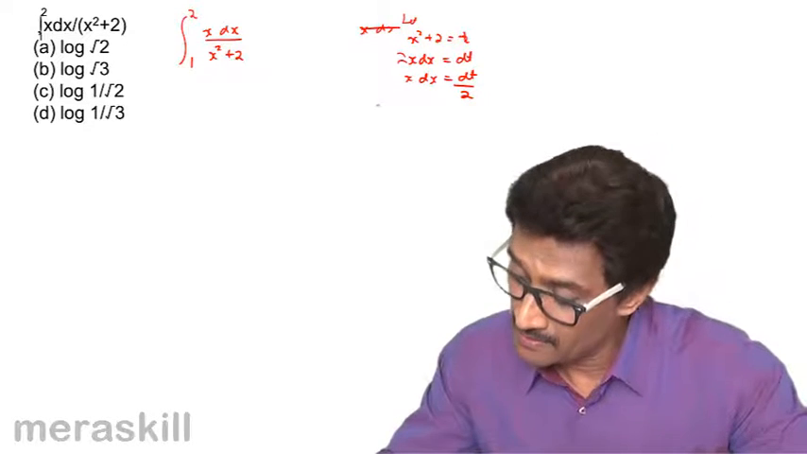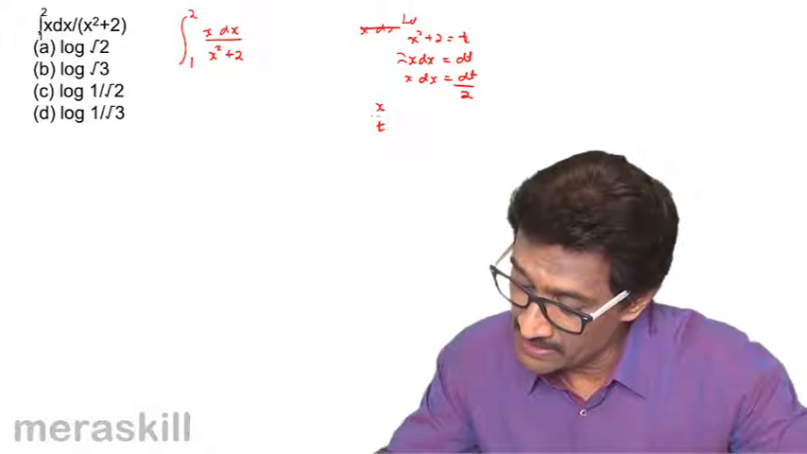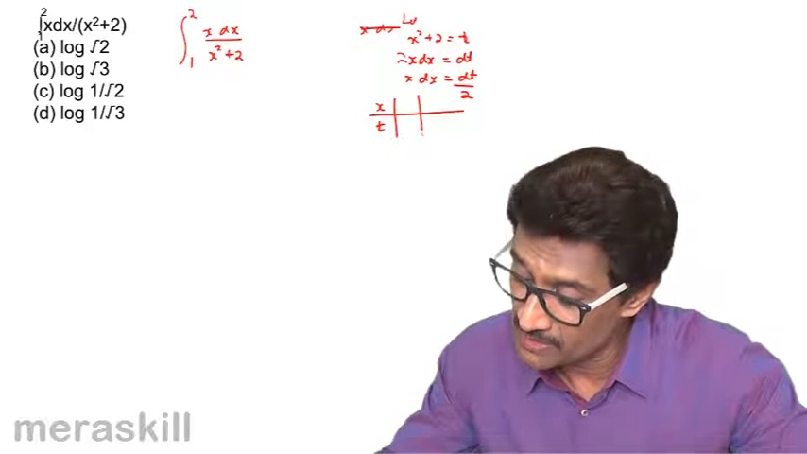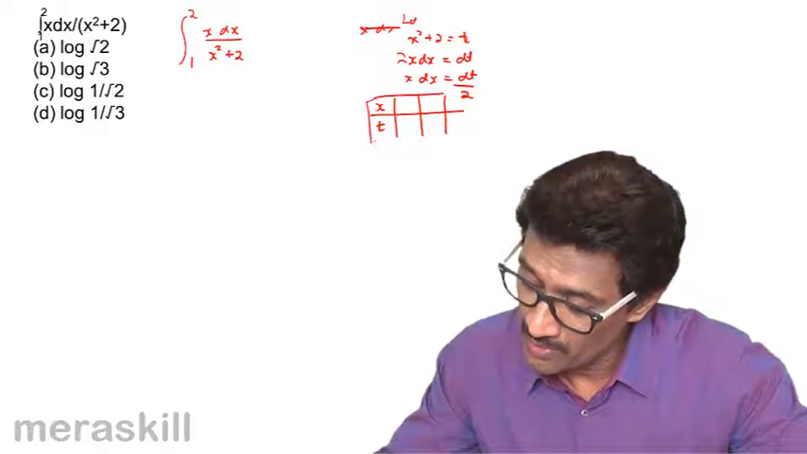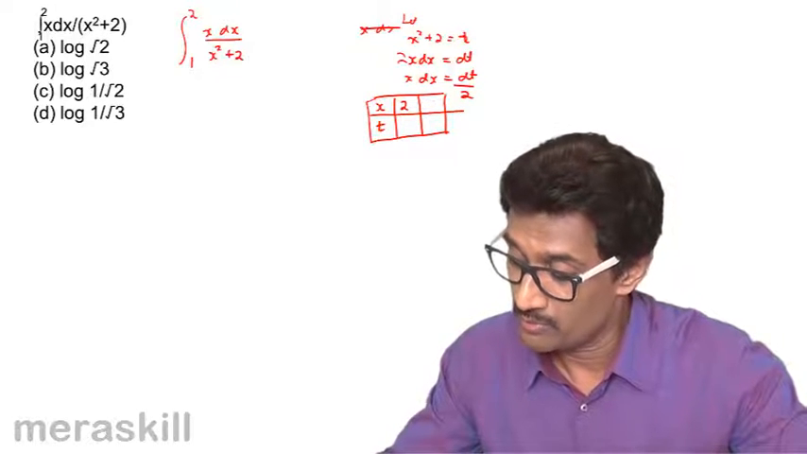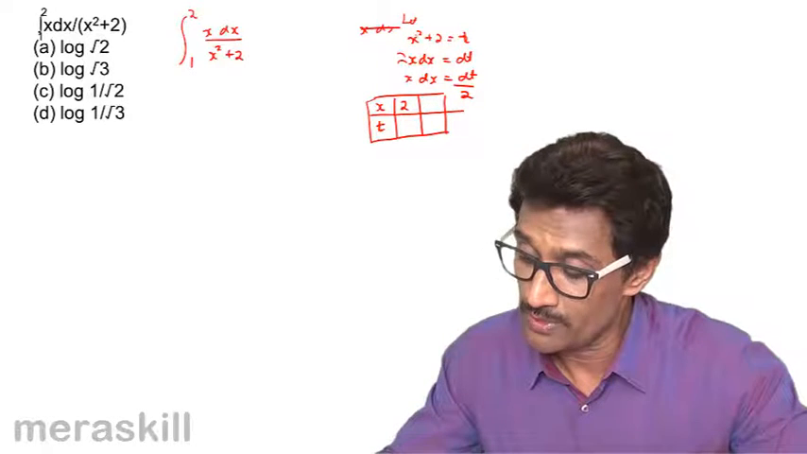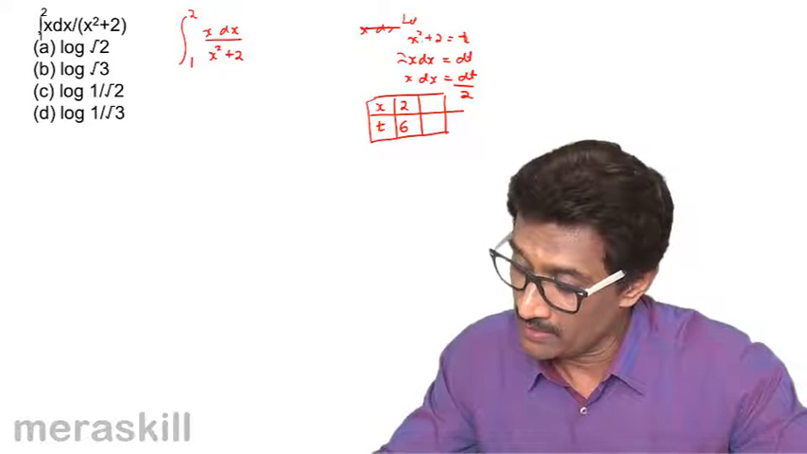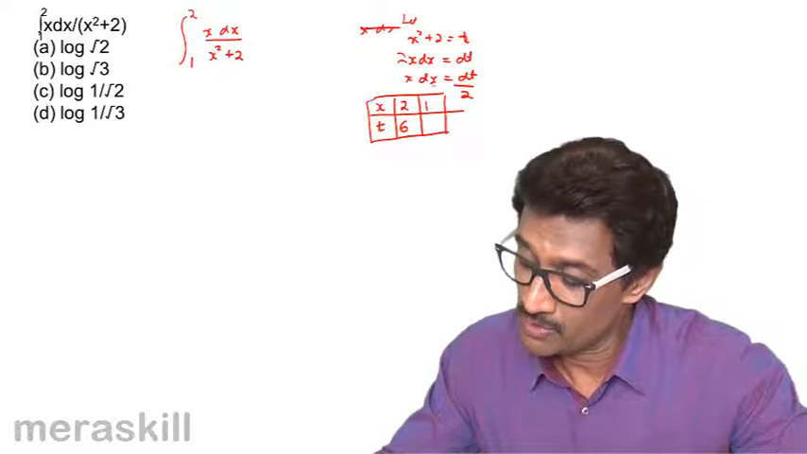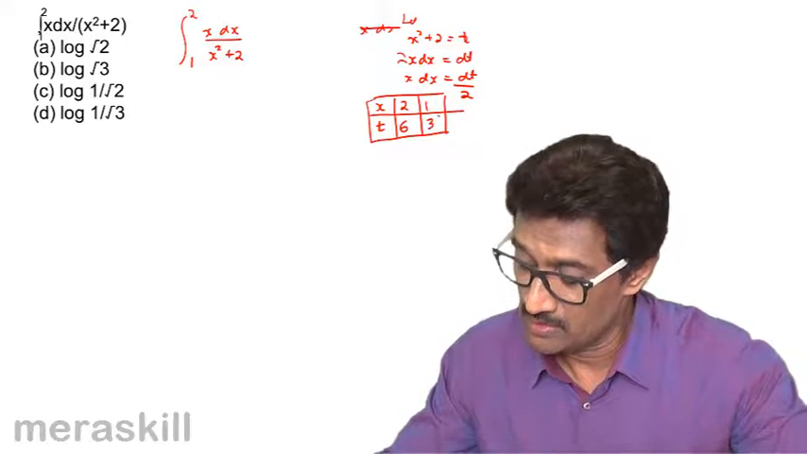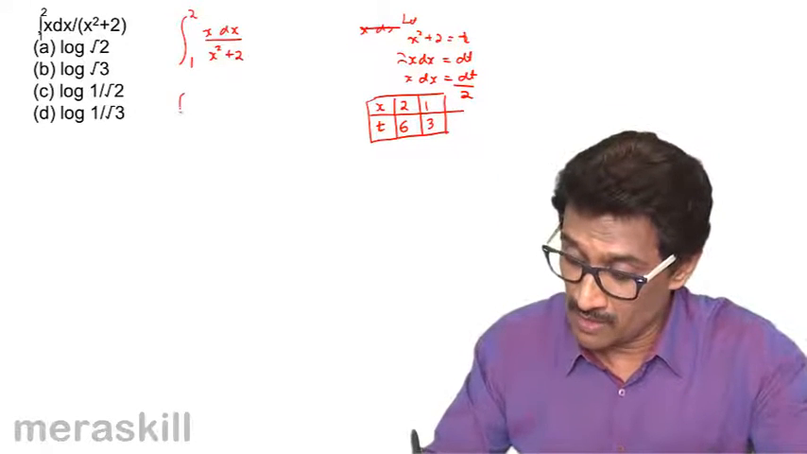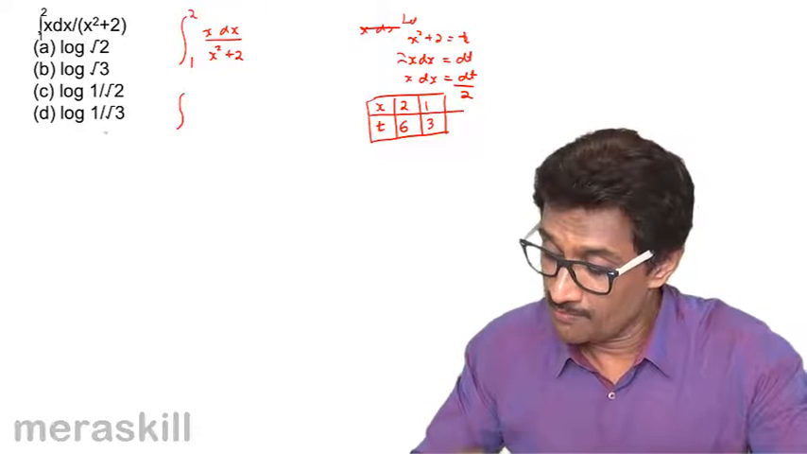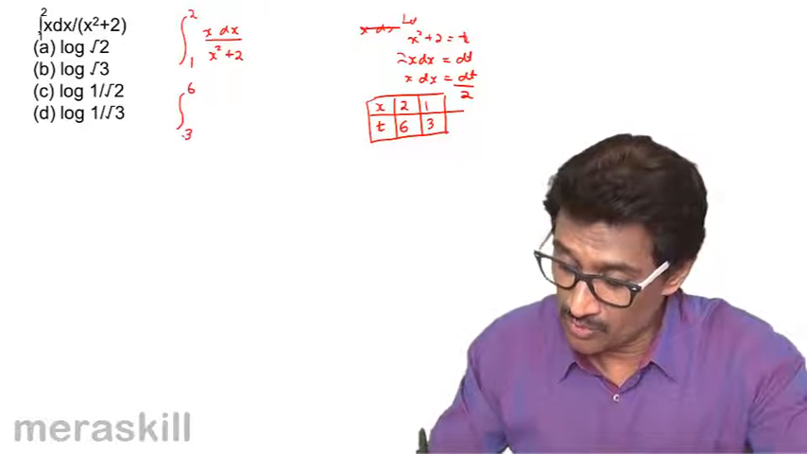Another thing is, now we have x and accordingly t, because this is definite integration, so we need to check the rule. Now when x is 2, 2 square, 4 plus 2, t becomes 6. When x is 1, 1 square plus 2, 3. So that means this now becomes from 6 to 3.